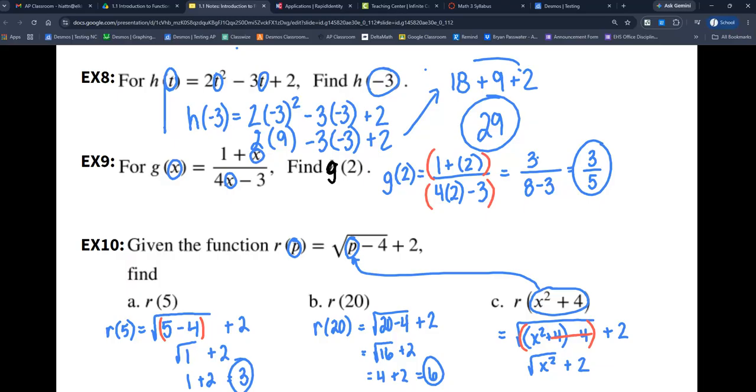Square roots and squares are inverses of each other. They undo each other, right? So the square root of x squared is just x, plus 2. Now, you can't add x and 2 together because x is a variable, 2 is not. So it is not 2x.